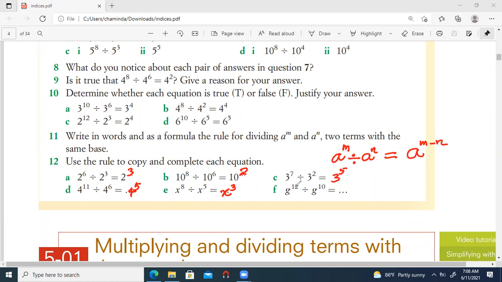Next one, g to the power 12 divided by g to the power 10. The answer is g to the power 2. We have completed this exercise. After the next meeting, let's start the next indices rule, right? We have 1 minute more. Connect again to the meeting after 1 minute, right? Then we can start the new lesson.